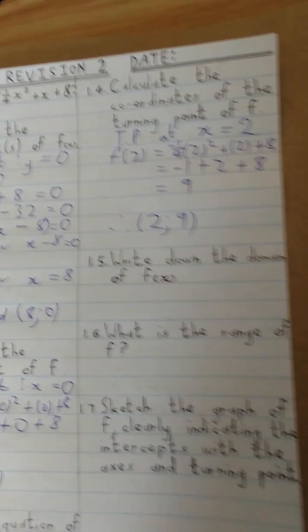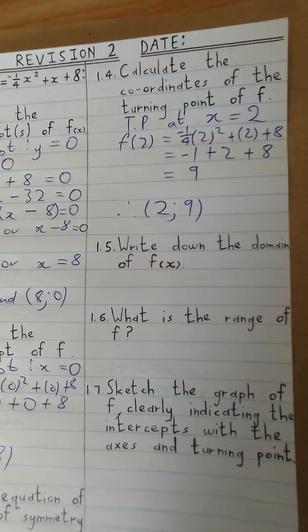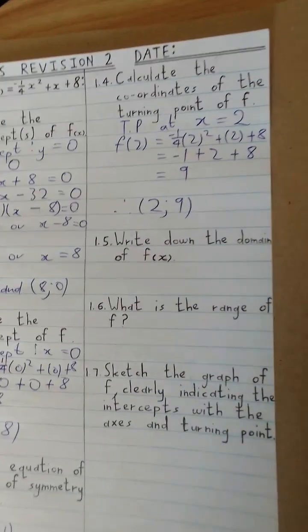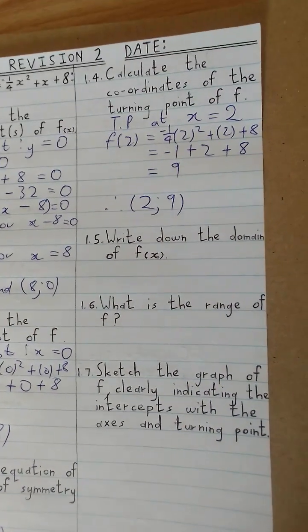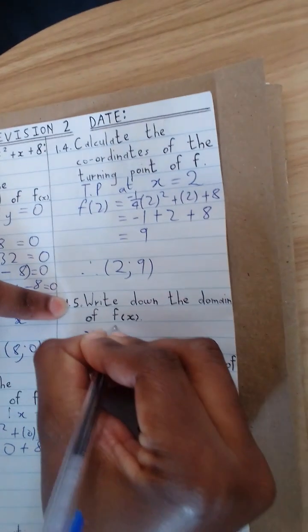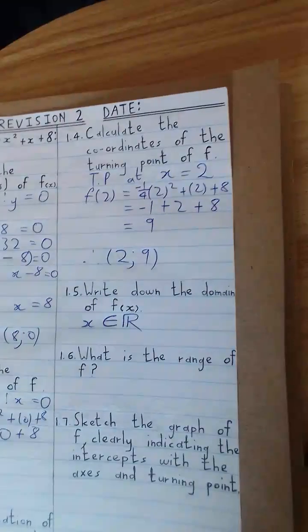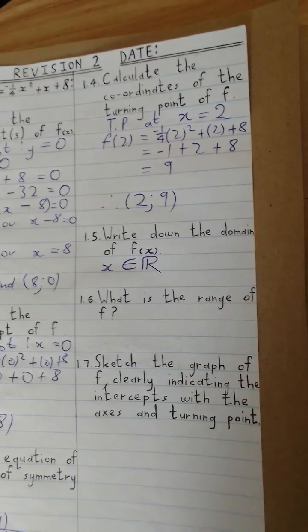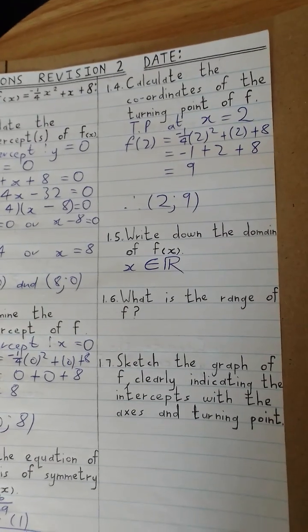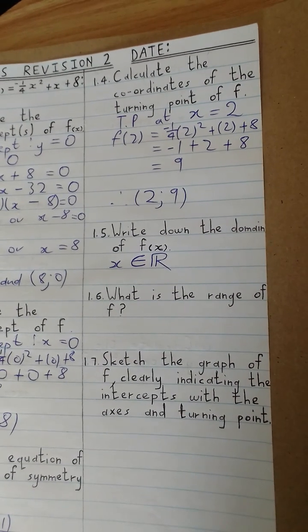1.5 write down the domain of f. Now here we have to visualize. Okay, we don't have to visualize. The domain is just, because it's not restricted, x is an element of real numbers. Right? Then 1.6 states, write down the range of f.